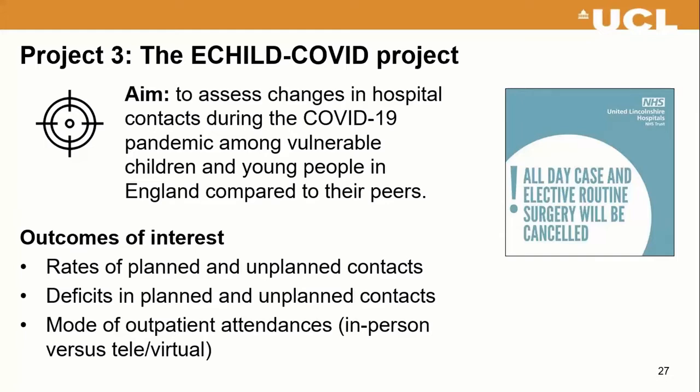And so the kinds of outcomes that we were able to look at were the rates of planned and unplanned hospital contacts. Planned contacts being outpatient attendances and planned admissions, and then the unplanned hospital admissions as well. It wasn't possible to look at A&E attendances using this dataset because there's been a change in how A&E data has been collected in the last 12 months, which means that for the COVID period, it isn't possible yet to link it into the ECHILD database.